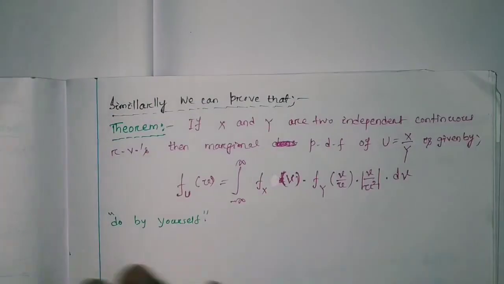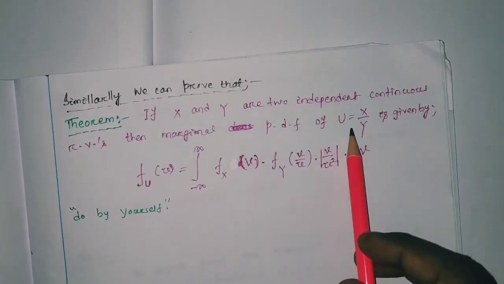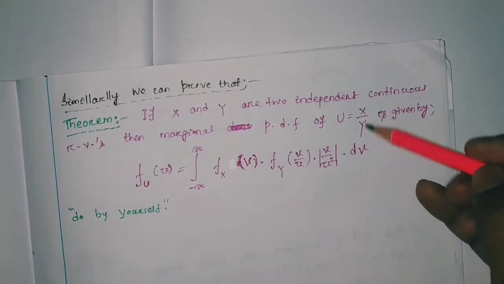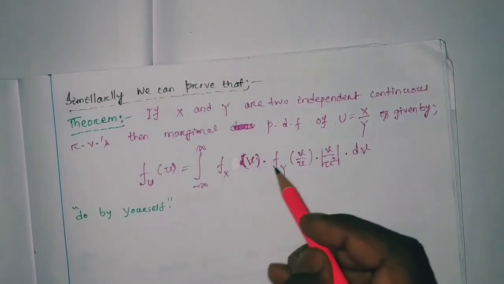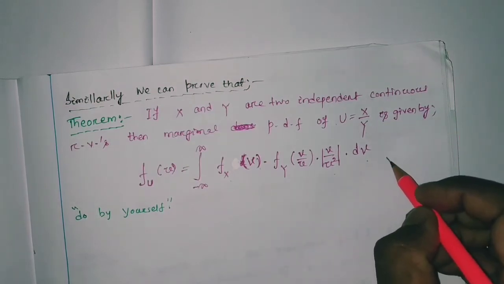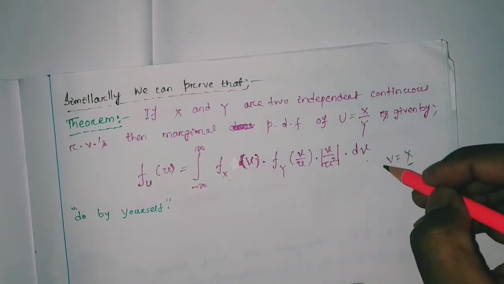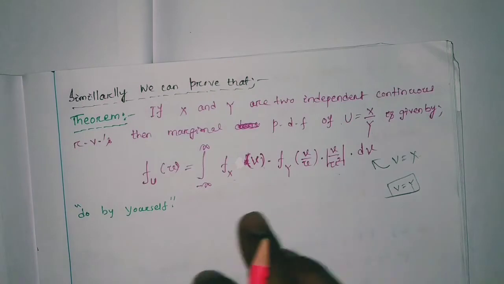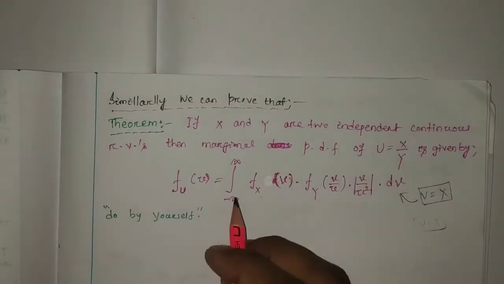Another theorem you have to do by yourself: if x and y are two independent continuous random variables, then the marginal PDF of u equal to x by y, that means xy transformed to u with the relation u equal to x by y, is given by f of u equal to minus infinity to plus infinity f of x of v into f of y of u by v into v by u square into dv. So here also you consider v equal to x. If you consider v equal to x, then you will get this one. Likewise you can try v equal to y and see what the answer will be. As per the question, I suggest that you take v equal to x and try to prove it. You can prove it. So do this question by yourself.